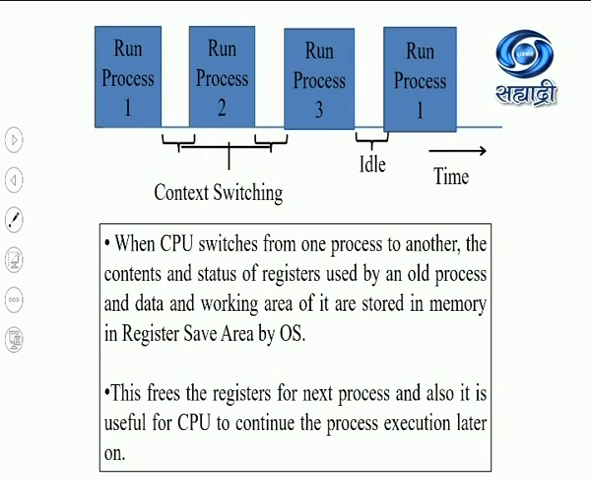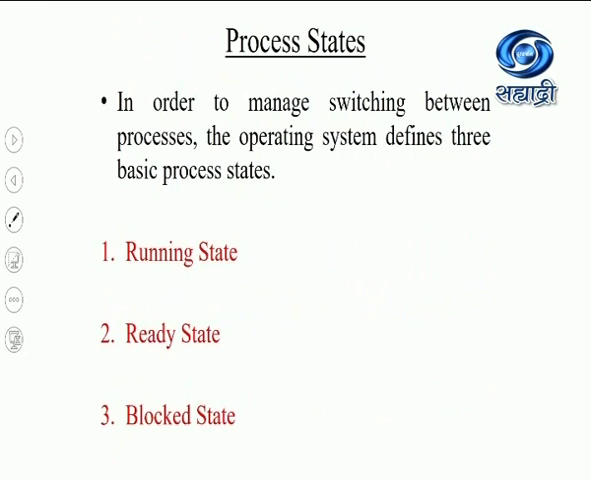When the CPU switches from one process to another, the contents and the status of registers used by the old process, and the data and the working area of it, are stored in memory in the register save area by the OS. This frees the registers for the next process and is also useful for the CPU to continue the process execution later on.